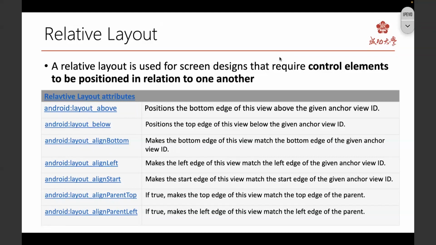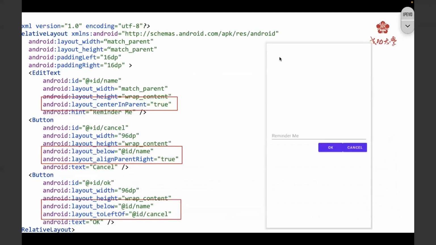And by default, all the child views are drawn at the top left corner of the layout. So we must explicitly define the position of each view using the various layout properties. There are so many layout properties that we can use, and this slide simply shows some of them. I encourage you to look them up on developers.android.com.